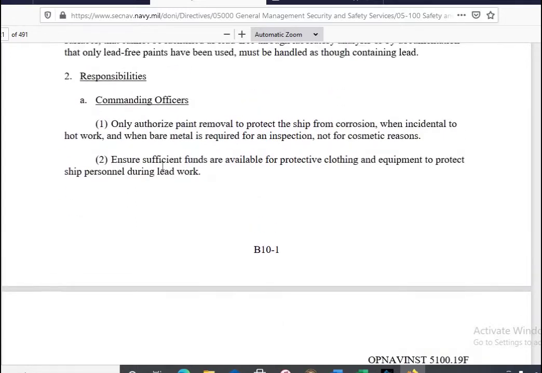So with most instructions, regardless if it's a chapter or standalone instruction, responsibilities. So CO, their big job is you're only allowed to do paint removal when it's to protect the ship from corrosion, when incidental to hot work, and or bare metal is required for an inspection. So it straight up says you are never allowed to remove paint for cosmetic reasons.